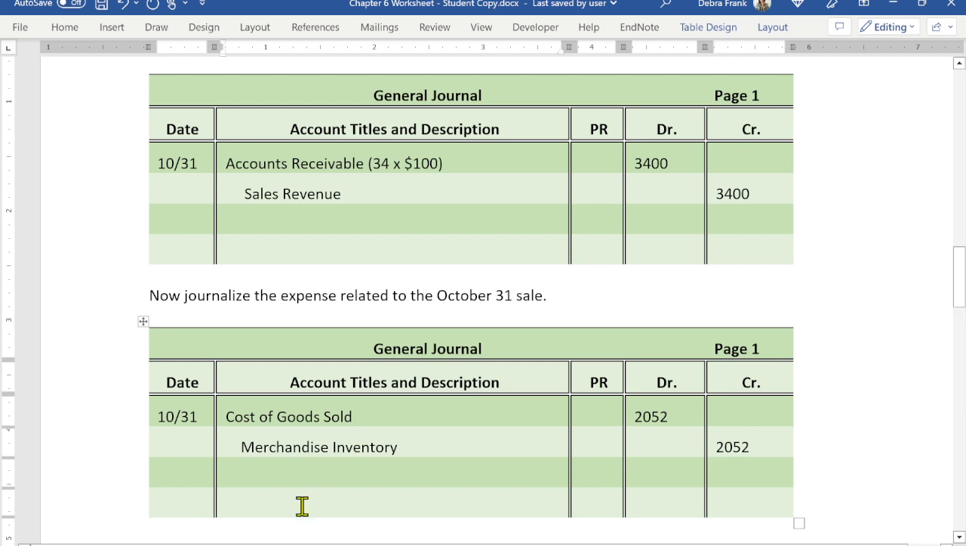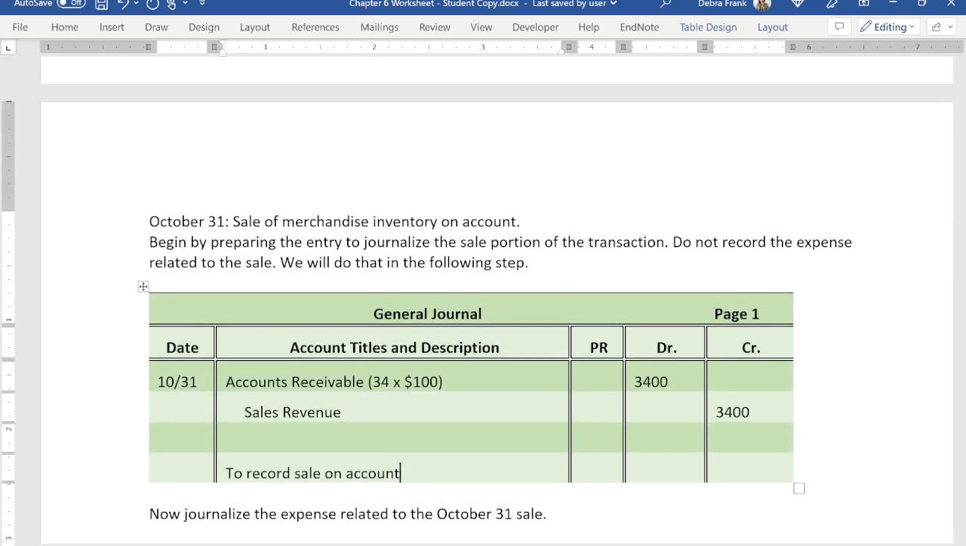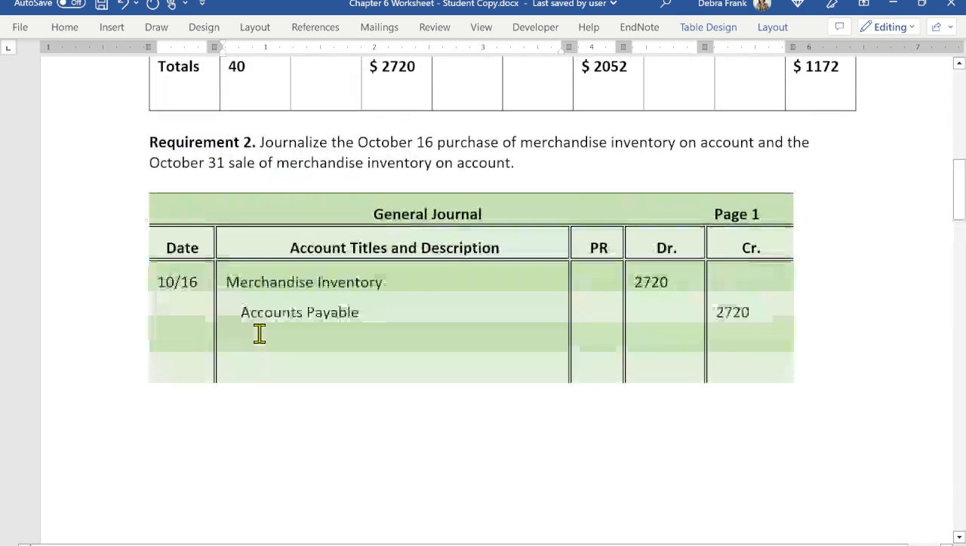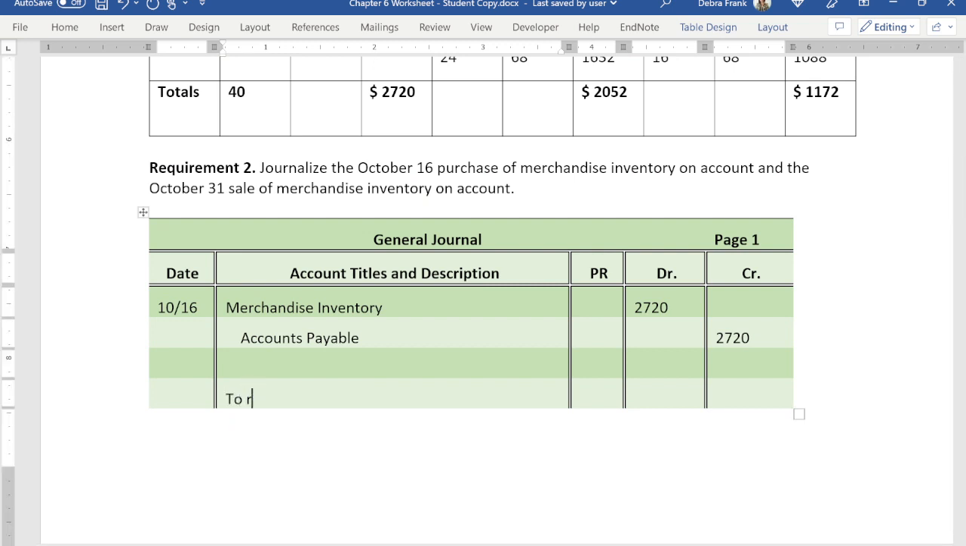Usually the books stop doing descriptions, but since you're learning, let's just put in our descriptions, something like to record cost of goods sold. And if we back up here, this would have been to record sale on account. And up above would be to record purchase of inventory. We probably should say not for cash, but on account, to identify it a little better. So that's a good description.